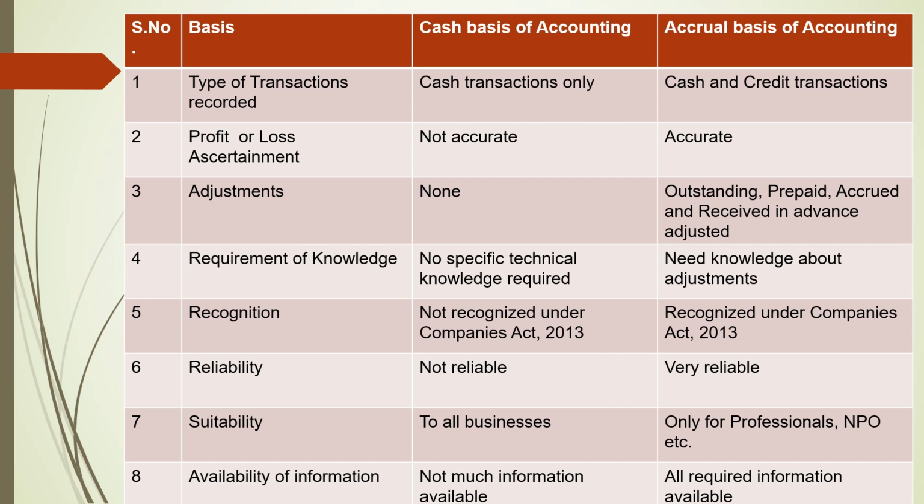So moving further, if we see the reliability part, how reliable is the information generated by following cash base of accounting? Whatever accounting information is generated, which is going to be available for the users, is not very reliable. Whereas when you have followed accrual base of accounting, it is a scientific method, you have adjusted, and it is also recognized in Companies Act. The information which is generated is also reliable. So users can use those information to make economic decisions.